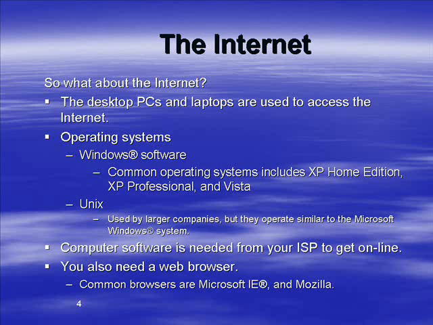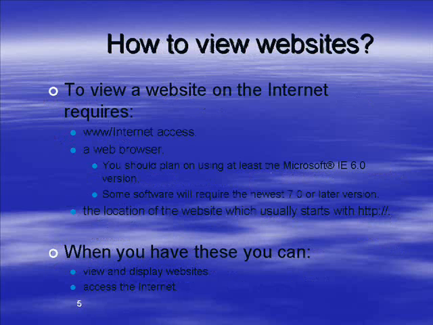The internet, as we know it today, is used both via desktop PCs and laptops. We can use Windows, XP, Vista, Home Edition, and some larger computers and companies use Unix. How to view websites? To view a website on the internet requires, first of all, internet access and a web browser, usually Microsoft Explorer. There are others as well, like Mozilla. And then you will be able to display and access information on the internet.